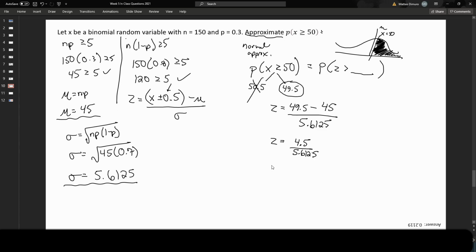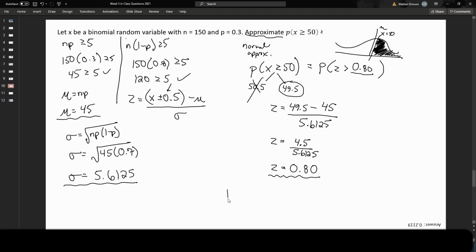So I suppose I'll show you all the work. When you actually divide that by 5.6125, you get a Z value of 0.80. No point ever rounding to more than 2 decimals for the Z score, right? Because our tables only go to 2 decimals. So we're going to go find, from up here, the probability that Z is greater than that, because the tables give us the area to the left.